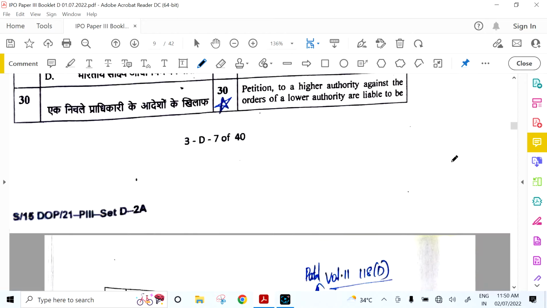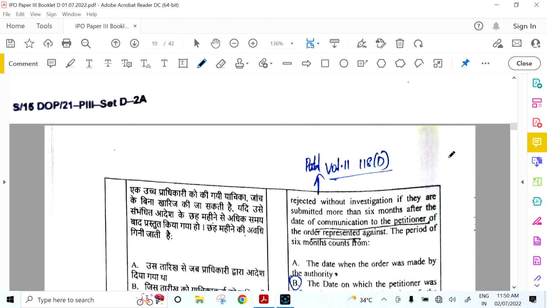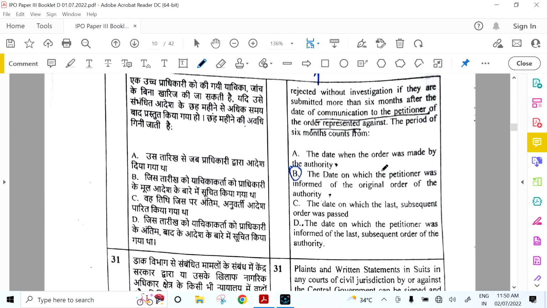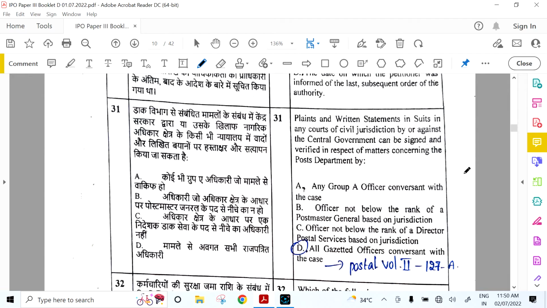Answer B. Petitions to higher authorities against the order of a lower authority are liable to be rejected without investigation if they are submitted more than 6 months after the date of communication to the petitioner of the order represented against. The period of 6 months counts from the date on which the petitioner was informed of the original order. That is, B is the correct answer.